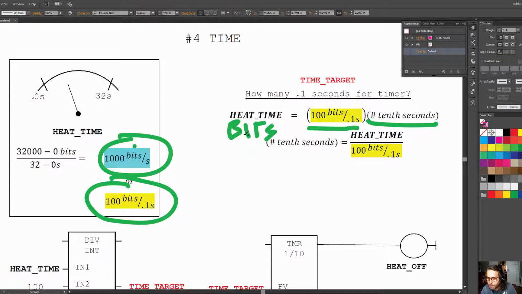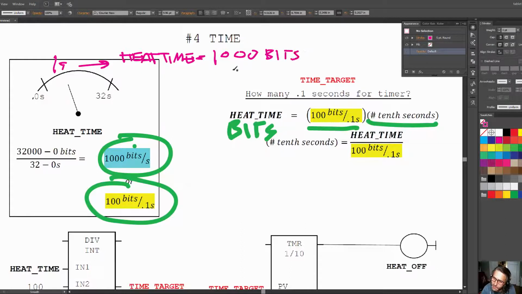You don't want to put the bits in there, you want to put the number of 1/10 of a second. So I'm just rearranging this equation. So what you have to do when you look at that rearranged equation is recognize you got to divide. Like if, for example, you have 1 second here, then heat time for 1 second, based on this, nice clean numbers, you get 1,000 bits.